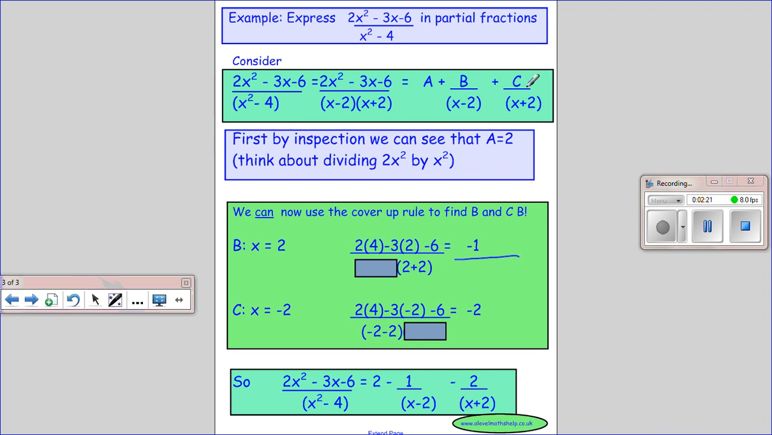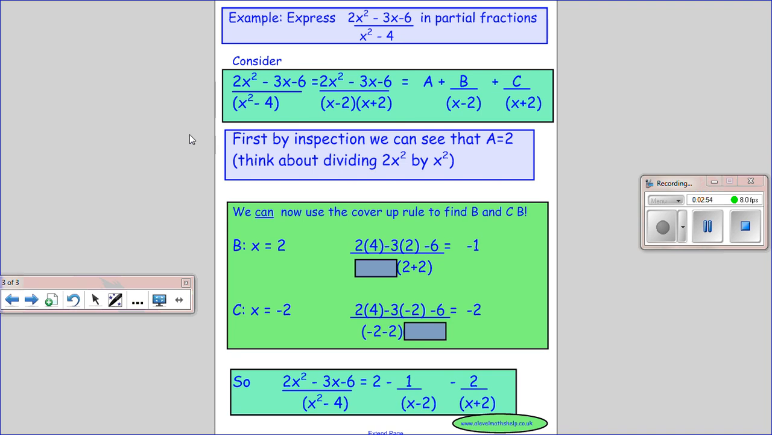Okay, I want to find c. I look at the denominator of c. I say, when does that go to 0? It goes to 0 when x equals minus 2. I then cover up my x plus 2, and then I substitute my minus 2 in what's left. So it's 2 times minus 2 squared minus 3 times minus 2 minus 6, all over minus 2 minus 2. So that's what I've got here, and I get minus 2 when I sort all that out. Again, if you're not sure about the cover-up rule, go back and have a look at the video on that.